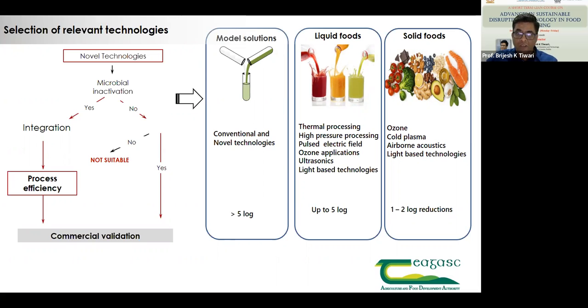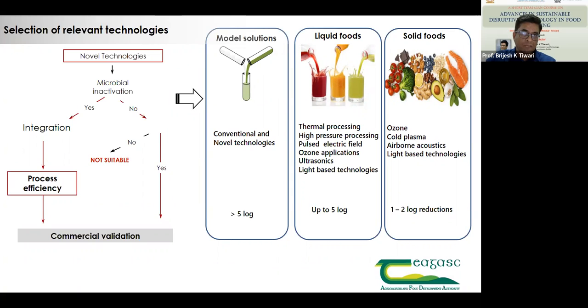So the majority of technologies can get 1 to 2 log reduction. So that means we can get up to 90 to 95 percent reduction. And that is even a good number, because even if you look into the literature, when we use chlorine for washing, at most what we get is 1 log or 2 log without compromising the quality of the solid food. Now, this is one thing which needs to be considered.